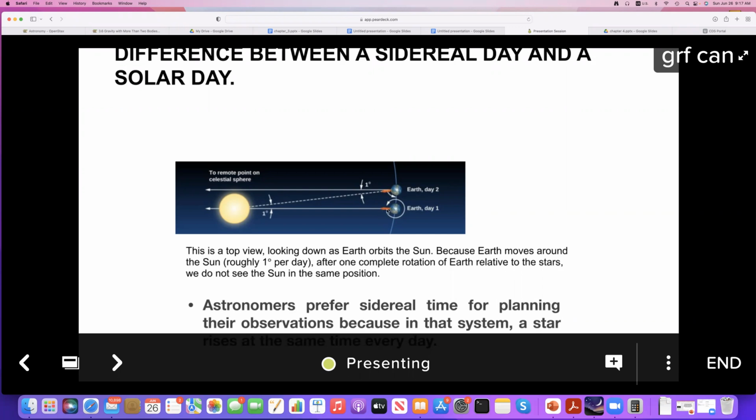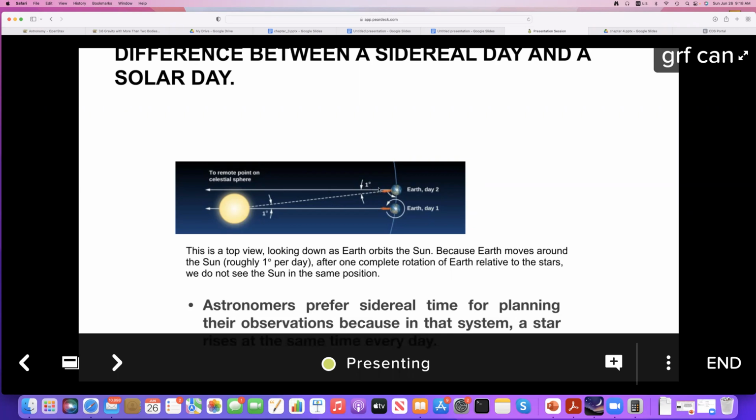Let's look at this particular red arrow right here. If you want to face the same point towards the sun again after the next day, Earth has to rotate 365 degrees when it comes to this line.